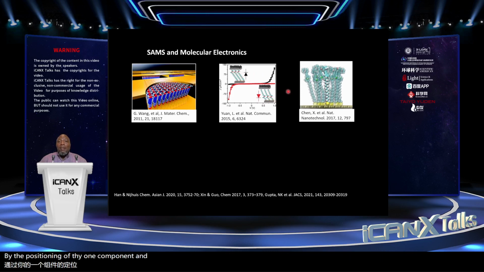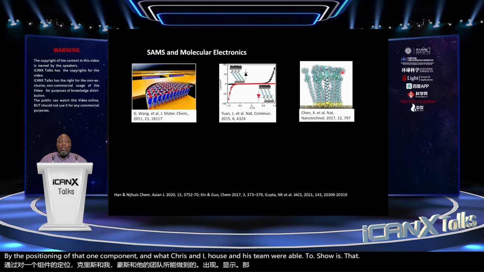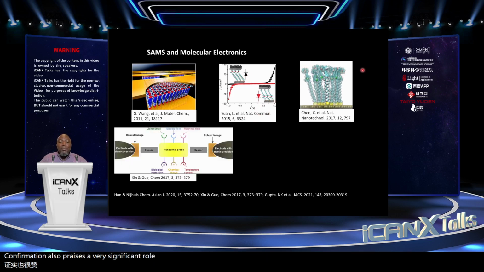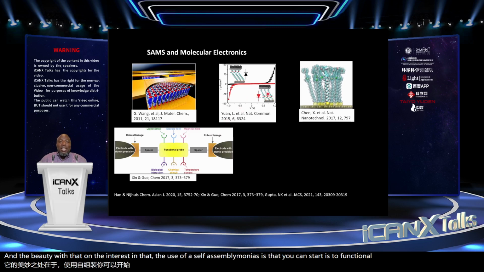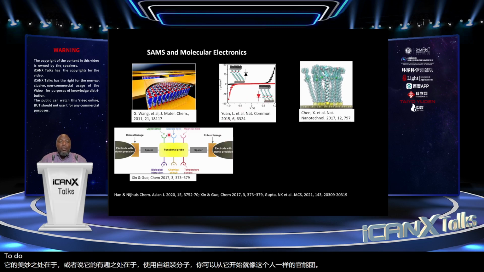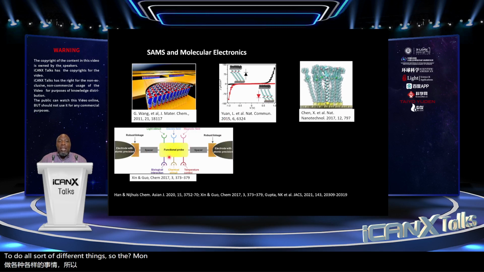And what Chris Nijhuis and his team were able to show is that the conformation also plays a very significant role. And the beauty, or the interest, in the use of self-assembled molecules is that you can start installing functional groups like this ferrocene to do all sorts of different things. So the molecule can be very well engineered. We know how to make this, so we can engineer the properties very, very well for electronic devices.